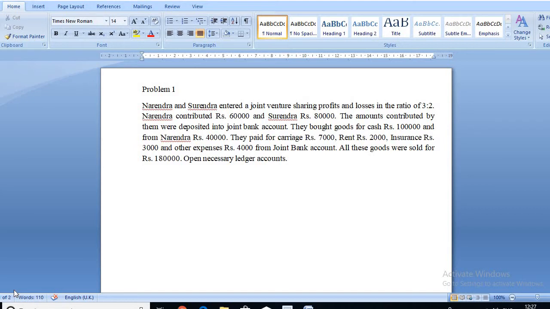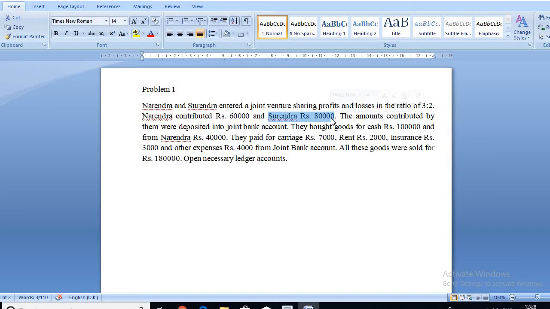First I will explain this problem. It's problem number 1. Narendra and Surendra entered into a joint venture. Mr. Narendra and Mr. Surendra are doing joint business and they share profit and losses in the ratio of 3:2. Whatever profit or loss is earned by the business should be shared in the ratio of 3:2 between Narendra and Surendra. Narendra contributed rupees 60,000 and Surendra contributed rupees 80,000.